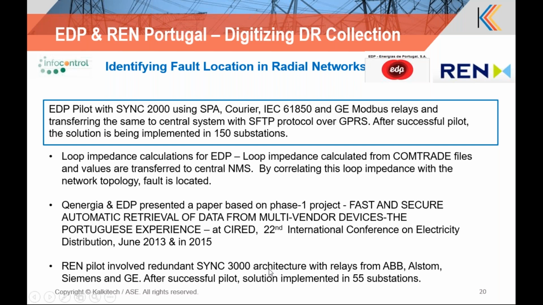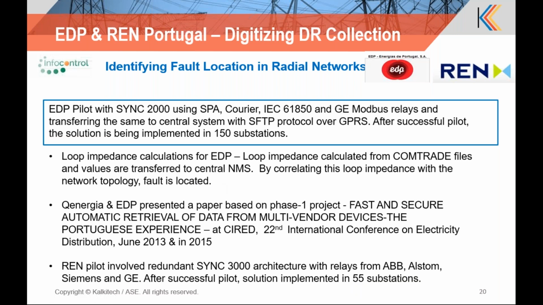All the substations will have Sync 3000, and there are relays from ABB, Alstom, Siemens, and GE. Pilots were installed in 5 substations to have DR collection and centralized management, and after a successful pilot, it is now implemented in 55 substations. And in EDP, which is a sub-transmission and distribution system, the same system is in place.